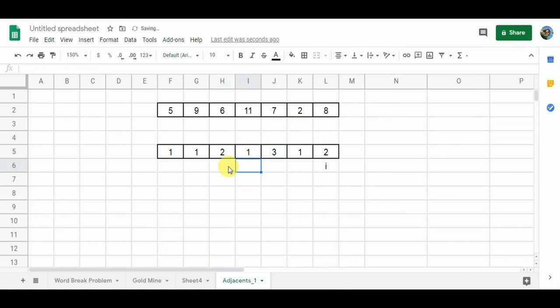Here J moves one cell to the right. So it's 11 and 8. The difference is 3. It doesn't satisfy our condition. 3 is not equal to 1, so nothing happens. J moves one cell to the right. Okay, now the difference is 1. 7 minus 8 or 8 minus 7, whichever way you want to take it.